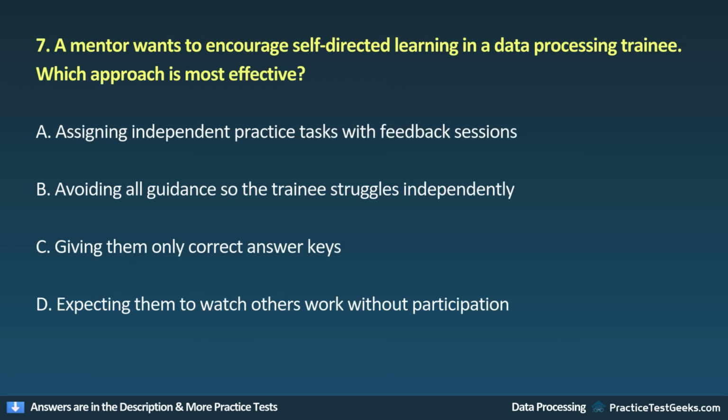7. A mentor wants to encourage self-directed learning in a data processing trainee. Which approach is most effective? A. Assigning independent practice tasks with feedback sessions. B. Avoiding all guidance so the trainee struggles independently. C. Giving them only correct answer keys. D. Expecting them to watch others work without participation.